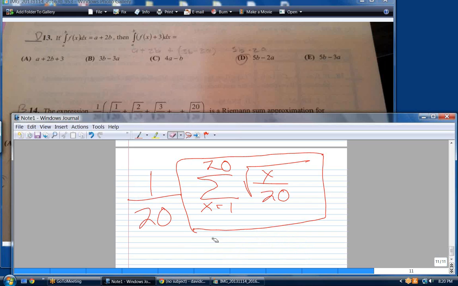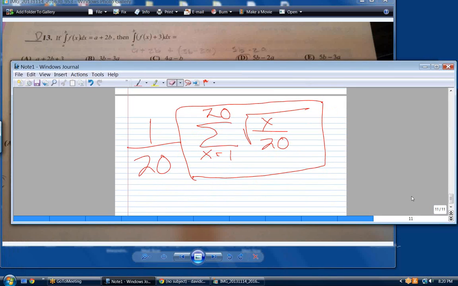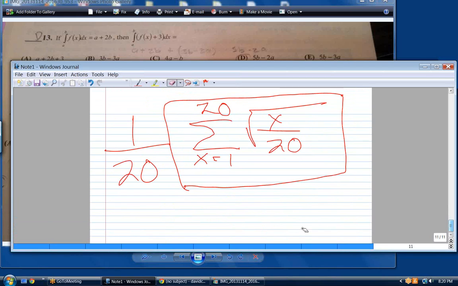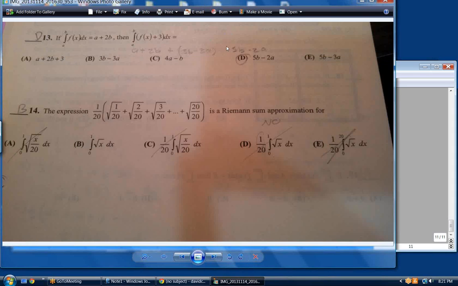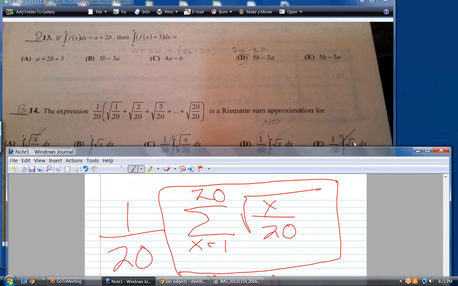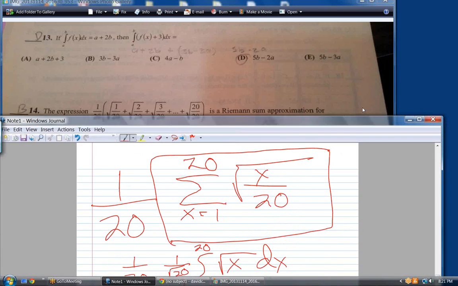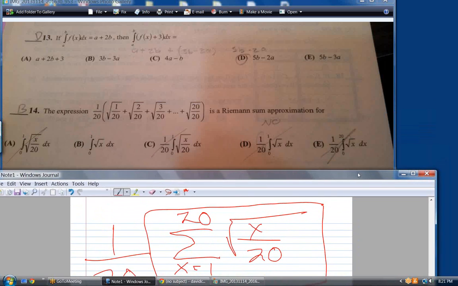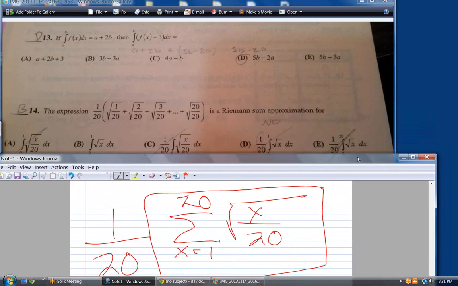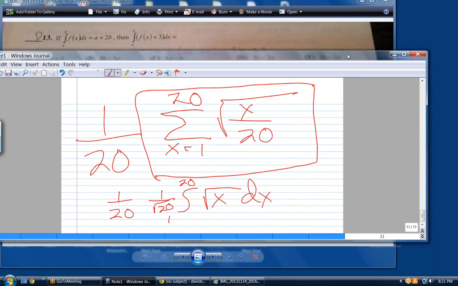Now I'm going to turn that into an integral sign. In other words, that is the same as 1/20th times the integral from 1 to 20 of square root of x over 20. I can take the square root of 20 out because it's a constant. Let's look at the answers because I may have done too much by taking the 20 out. It looks like the answer is B. Is B? And that's just 0 to 1 of square root of x dx.